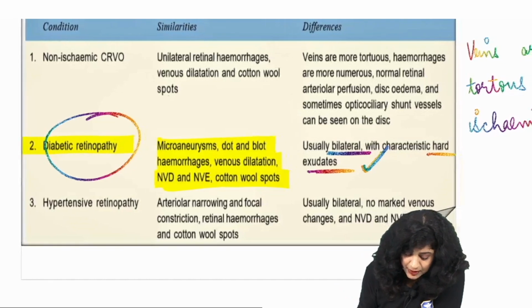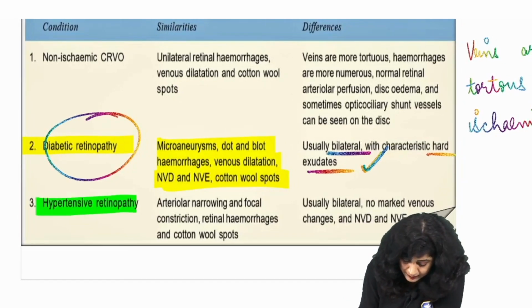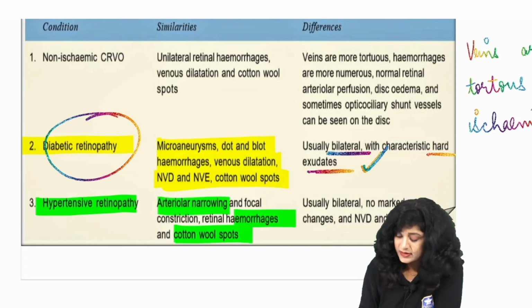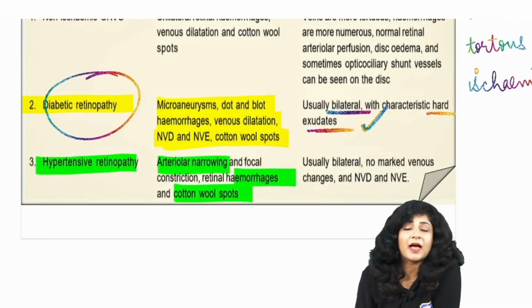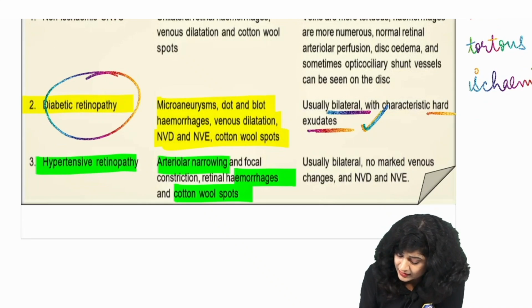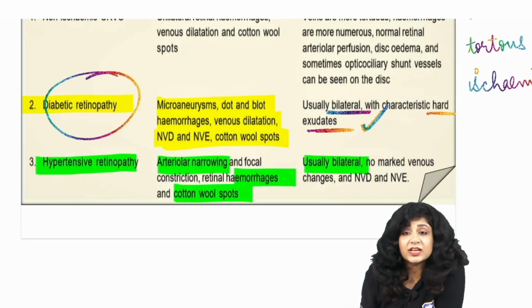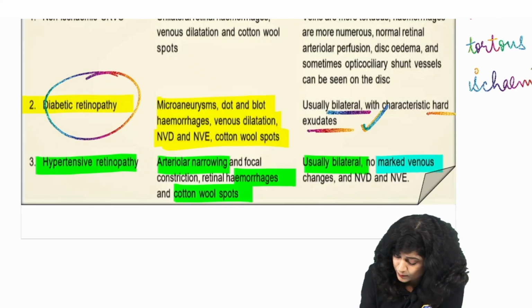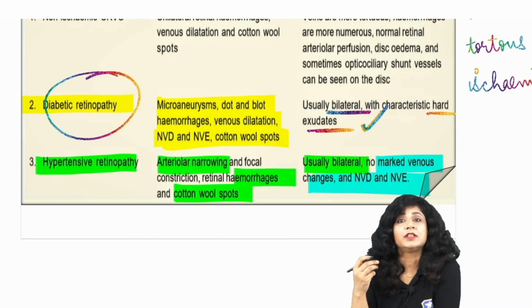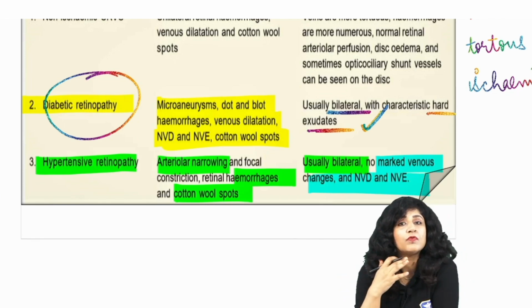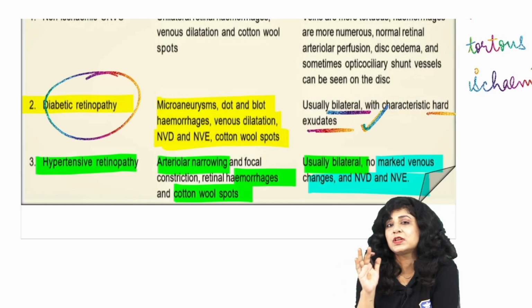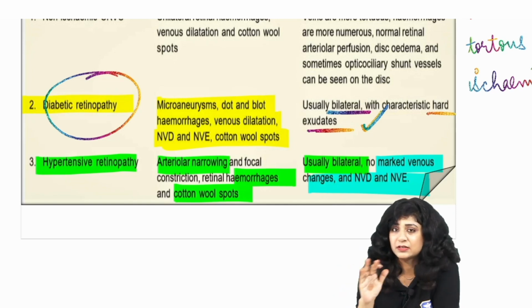Then you can think about the hypertensive retinopathy also. Hypertensive retinopathy may have cotton wool spots, hemorrhages, arterial narrowing. But again, if I am having a hypertensive retinopathy, then I will have bilateral changes, and more important is no marked venous changes, no neovascularization. You will never get neovascularization in cases of hypertensive retinopathy, that is for sure.